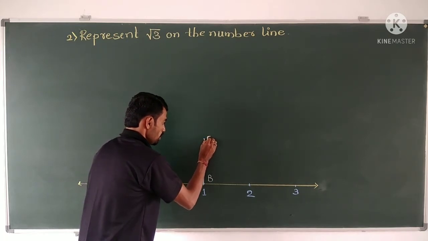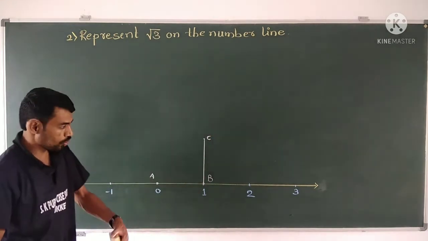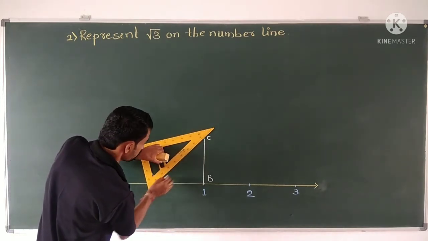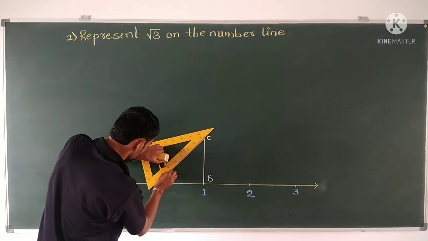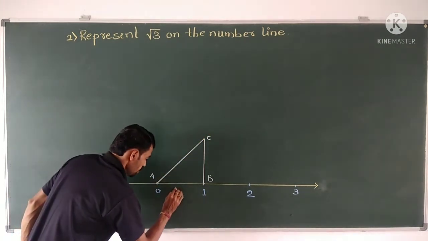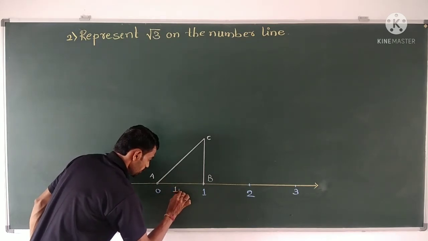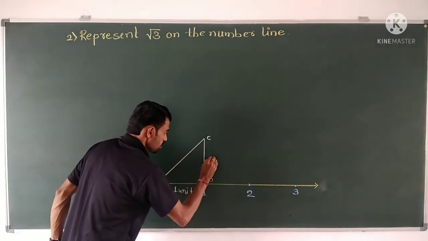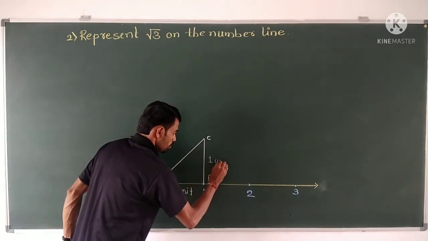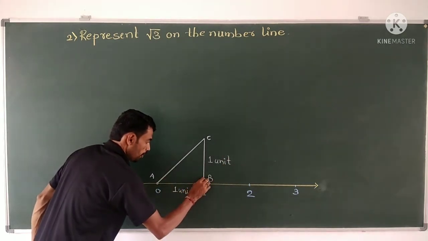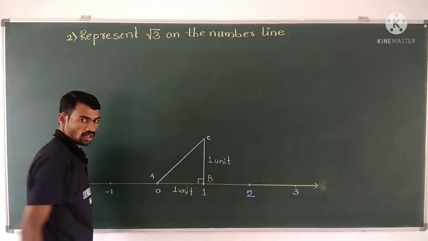Now what we have to do? We have to join AC. So here AB is 1 unit, and what about BC? This is also 1 unit, and we have seen what type of triangle it is. This is a right angle triangle.